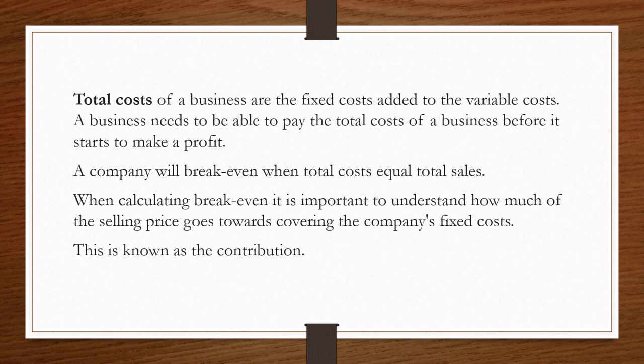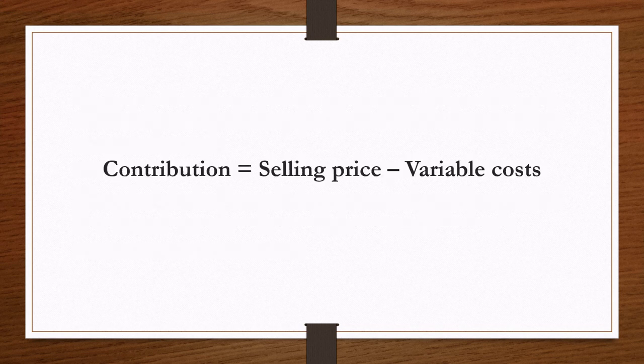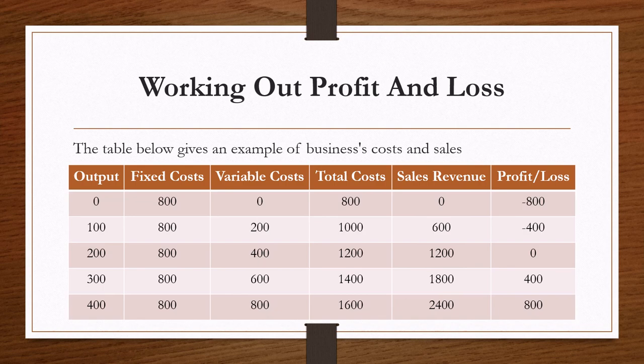When calculating break-even, it is important to understand how much of the selling price goes towards covering the company's fixed costs. This is known as a contribution. Contribution is equal to the selling price minus the variable costs.